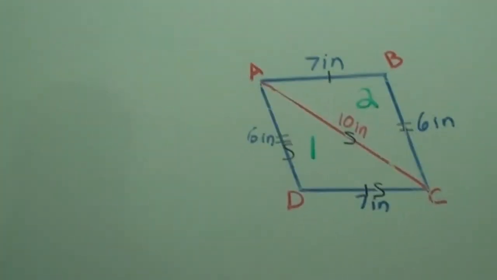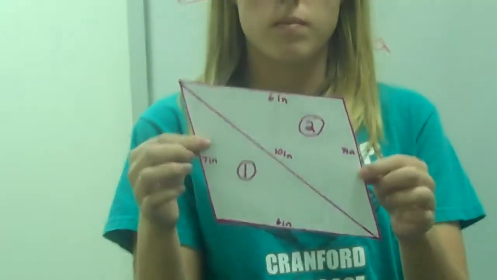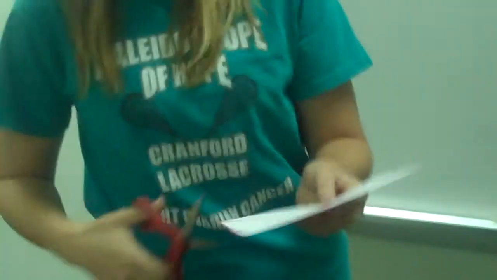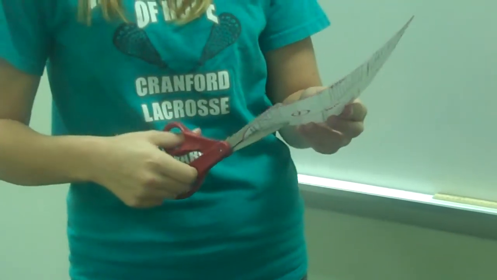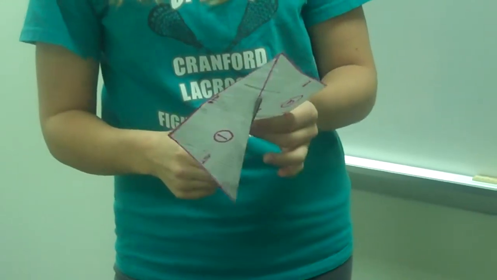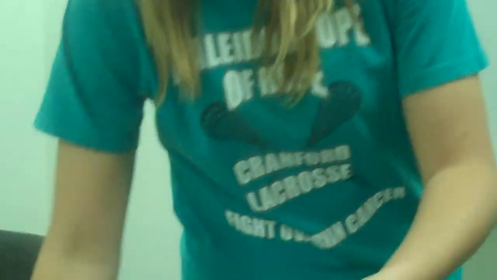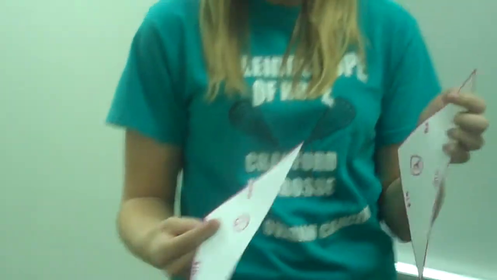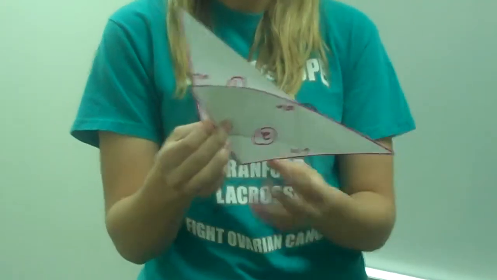We have also duplicated what we did on the board to a piece of paper that Marissa will now cut on the diagonal line to show you guys. You can see that if you flip them and put them on top of each other, these two are congruent.